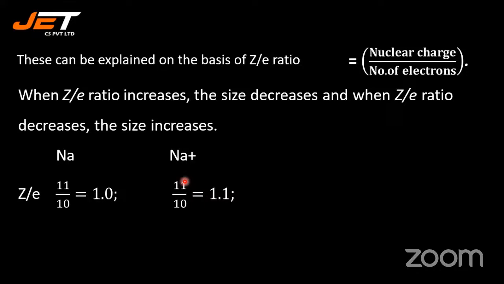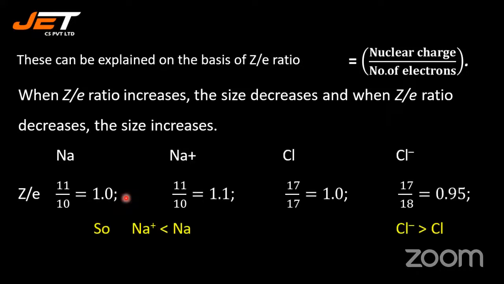Yes, ma'am. Okay, so what I have told is that the Z by E ratio is inversely related. So here it is 1.1, here it is 1. 1.1 is greater than 1, and that is the reason the size will decrease. So for sodium, Na plus, the size will be decreasing. This will be the basic concept and how you calculate. Similarly for chlorine also, calculate and get the value.